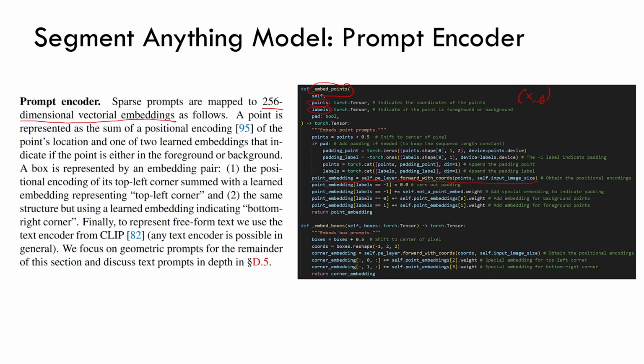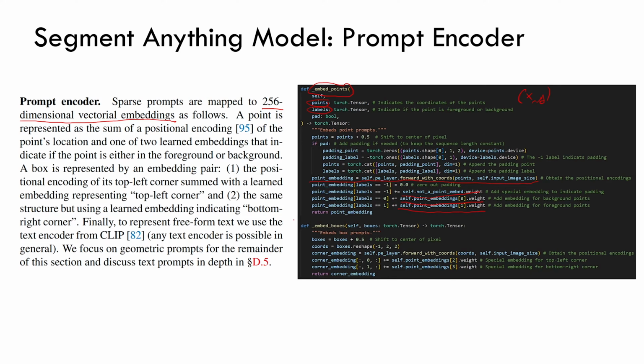Basically, all the foreground points are summed to another embedding that indicates that it is a foreground point, and all the background points are summed to another embedding that indicates to the model that the point is a background point. And if the point is a padding because we don't have enough points, then they use another special embedding here. And this is how they build the embedding for the points.